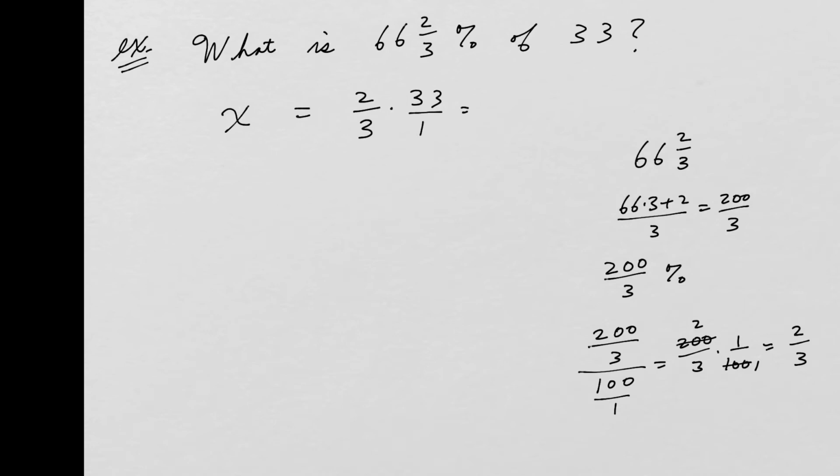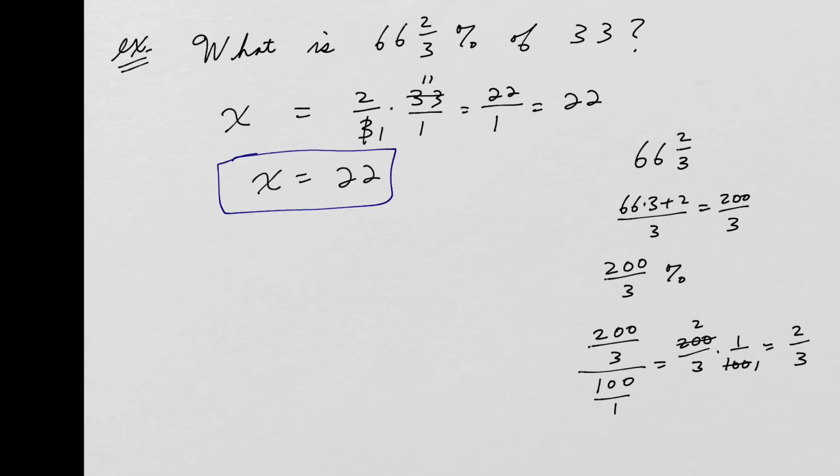So now I need to multiply these, right? So 3 goes into 3 once. I can simplify a little bit. 3 goes into 33 11 times. So if I multiply, this is going to be 2 times 11, 22, over 1 times 1. So this is just going to be 22. So x is equal to 22. So 22 is 66 2/3% of 33.